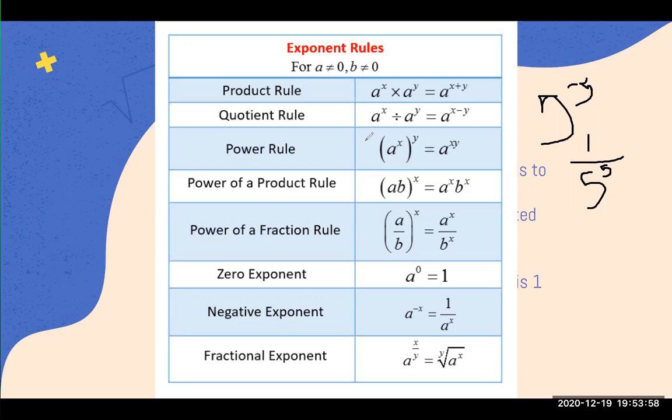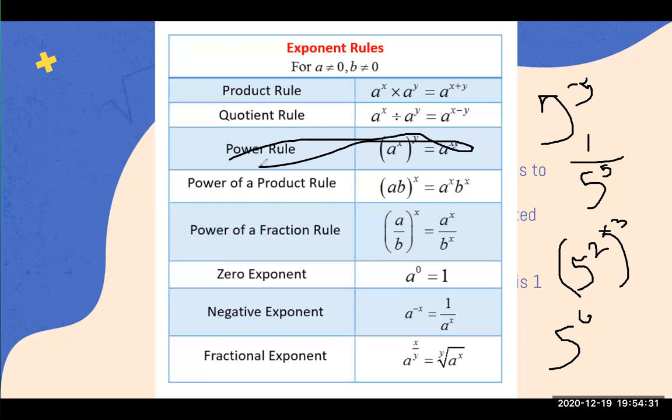This is the power of a power rule. So basically what this is saying is if you have 5 to the power of 2, all of this to the power of 3, then you just have to multiply these two exponents right here, and you have to keep the base. So that's 5 to the power of 2 times 3, which is 6. So that's 5 to the power of 6, which if you work it out, I don't know what it is, but it's something like that. So that's 5 to the power of 6. That's what this power rule is saying.